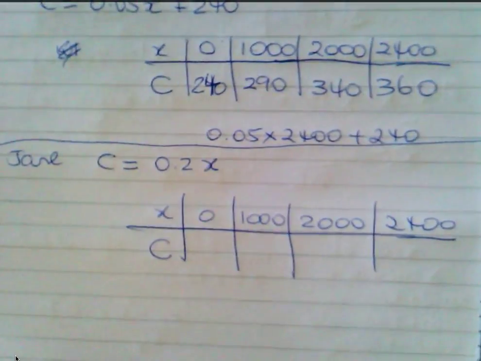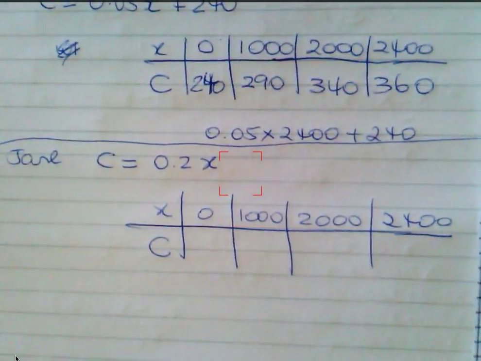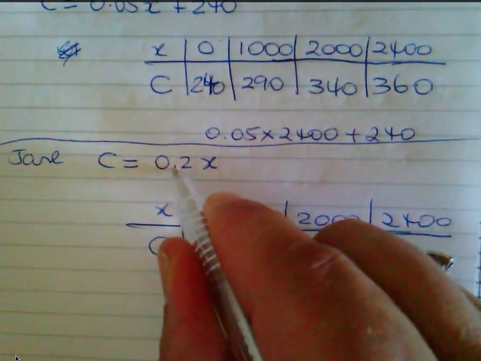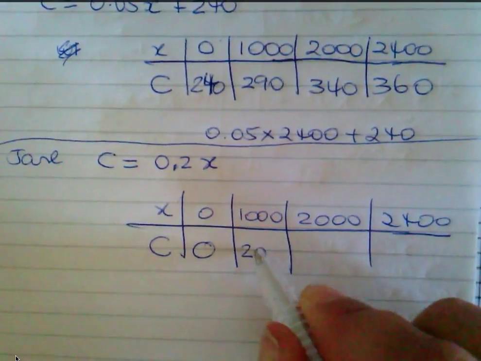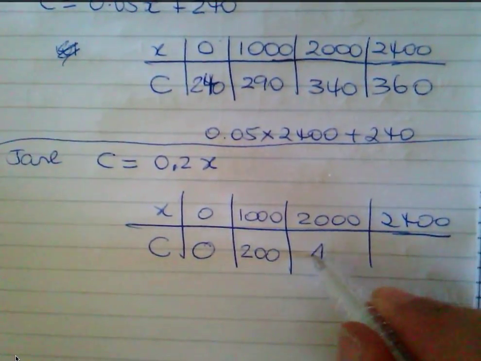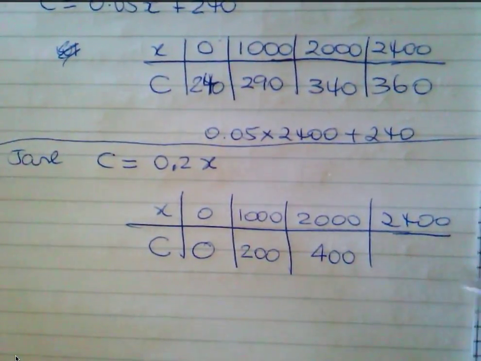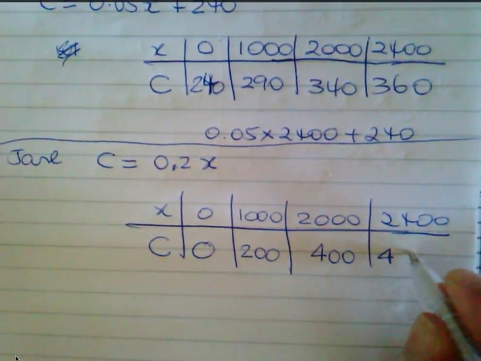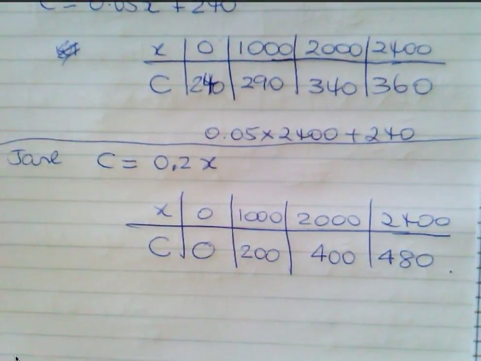So what do we got? What's 0.2 times 0? 1,000 times 0.2. 2,000 times 0.2 is 400. 2,400 times 0.2 is 480. So now, girls, we're going to do that in a different colour on the same graph, and we're going to look at the point of intersection because it's got significance.